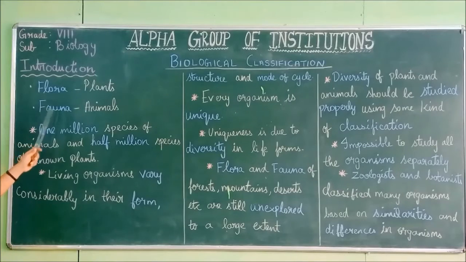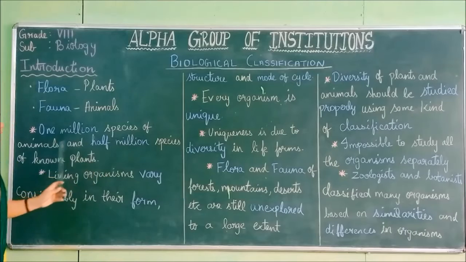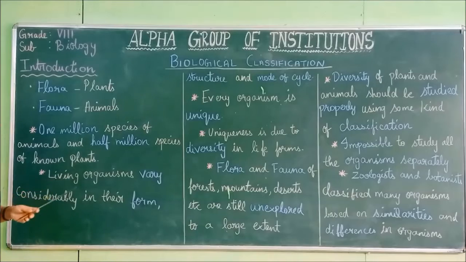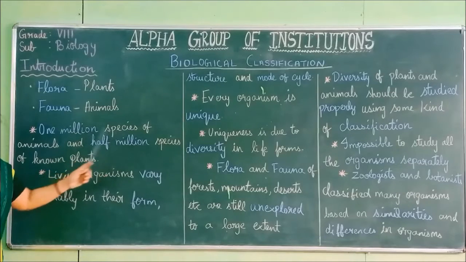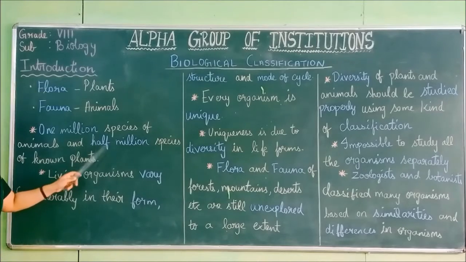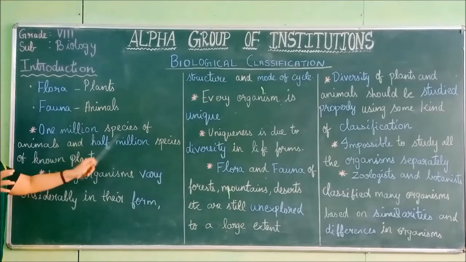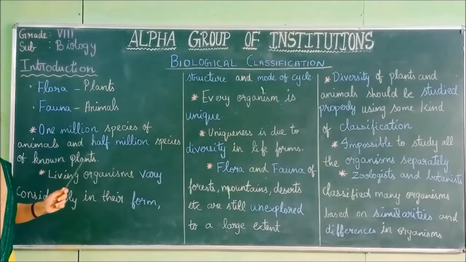So what is flora and fauna? Flora means plants, fauna means animals. All the plants come under flora and all the animals come under fauna. In the whole world, if you take, 1 million species of animals are present. So think how many animals are present here. 1 million species of animals and 500,000 species of known plants. Only these are the number of species that have been identified.